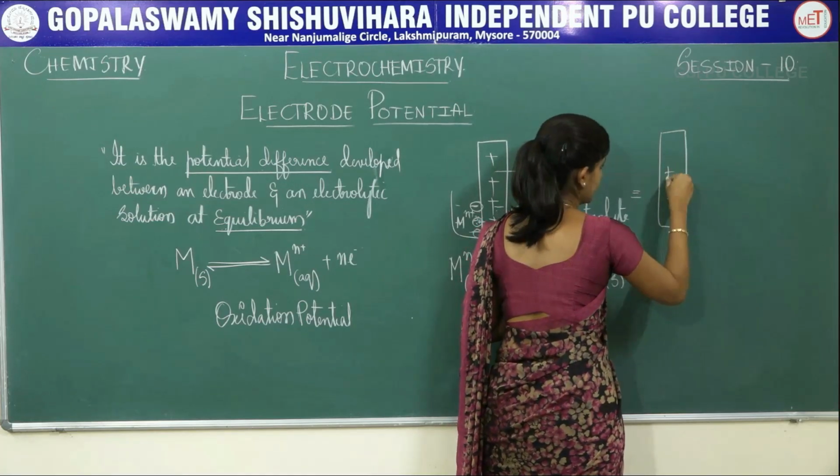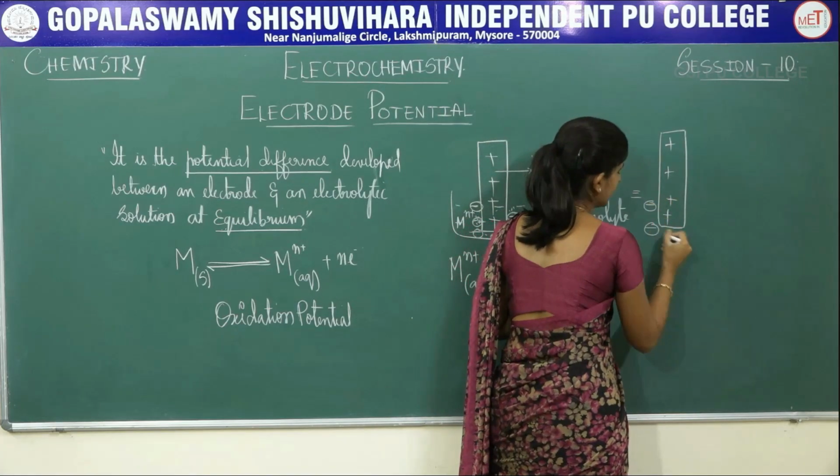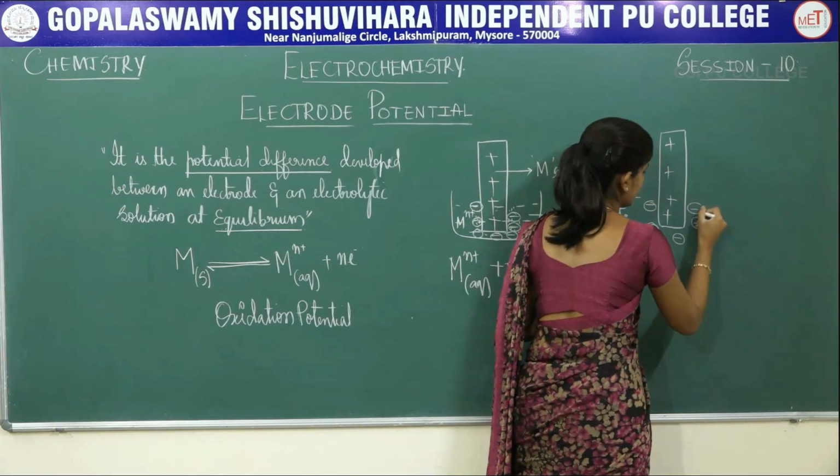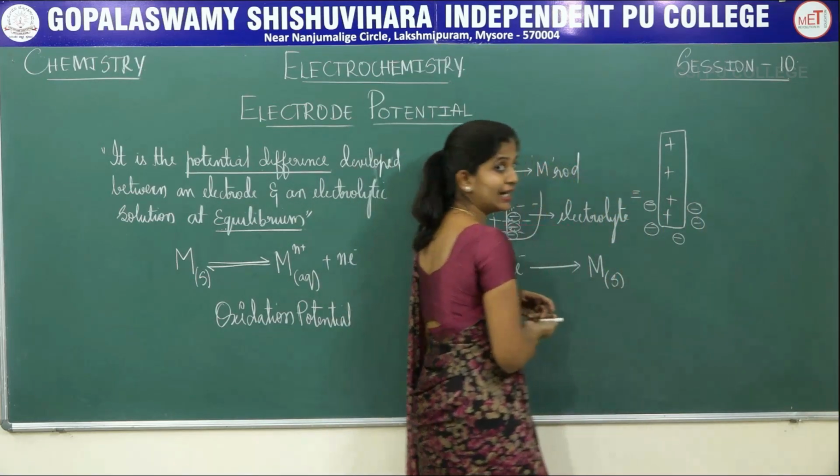It is positively charged now, around which you have a negative charge. Again, a potential difference is developed here. So that is called the electrode potential.